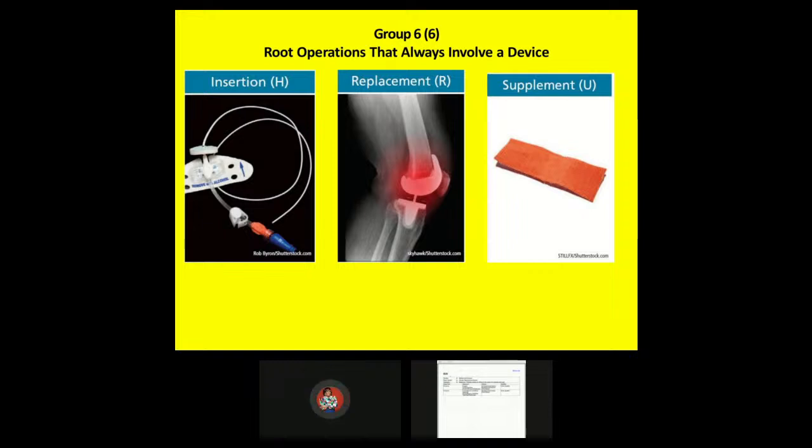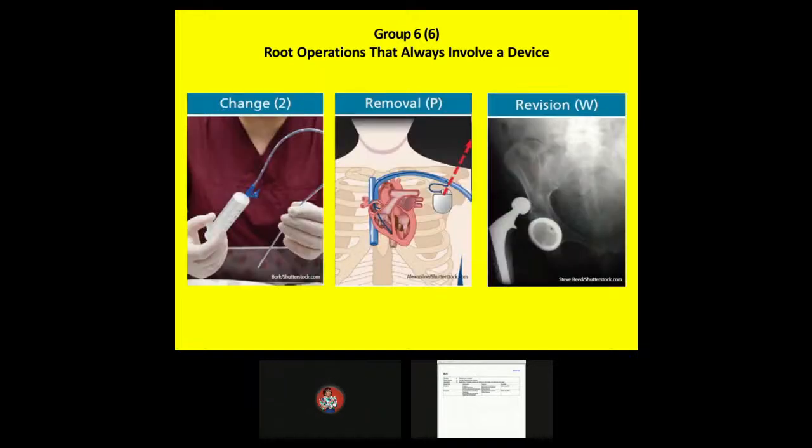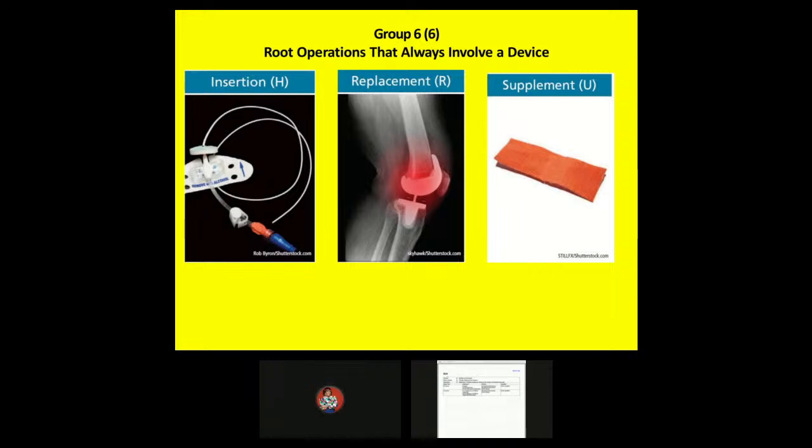Well, guys, we have made it to the end of another group of 12 days of ICD-10 PCS coding. Sunday will be a lot because we have root operations that always involve a device. And there are 6 root operations that always involve a device. And so tomorrow, I will cover those. So these are the 6 that you can look forward to.